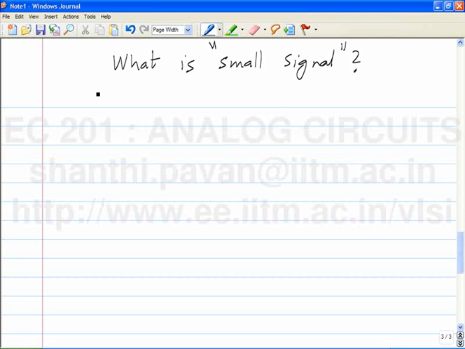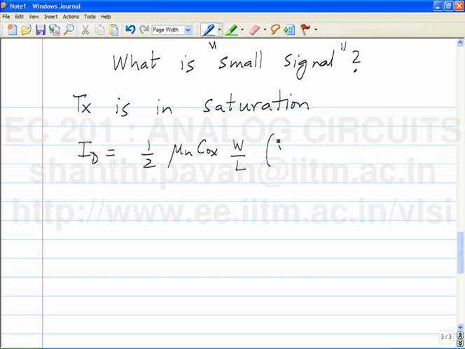All right. So let's assume that the transistor is in saturation, and what is the current in the transistor when it's operating in saturation? 1/2 mu n Cox W by L (VGS minus VT) the whole square. And please note that the transistor is a 3-terminal device. So there are two voltages of relevance. One is VGS and the other one is VDS. And there is one current which is relevant, which is ID.